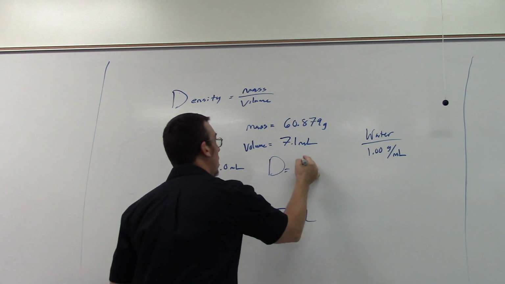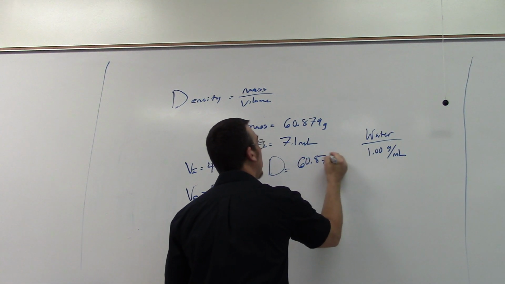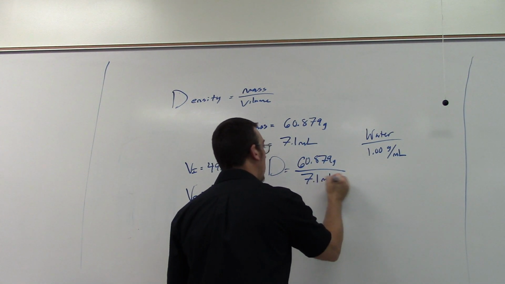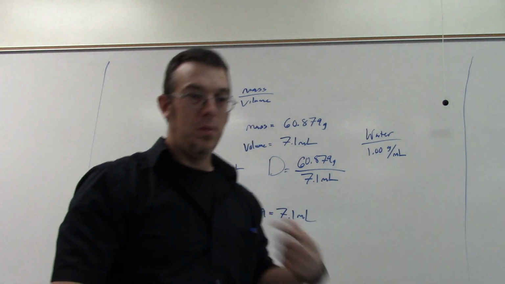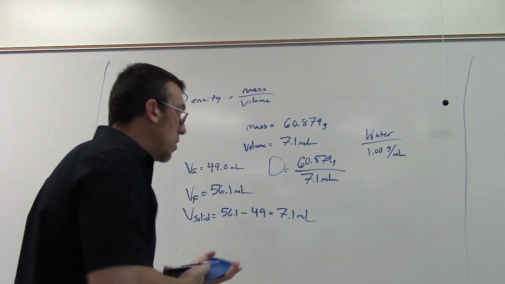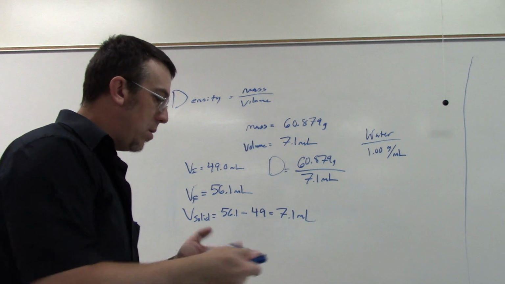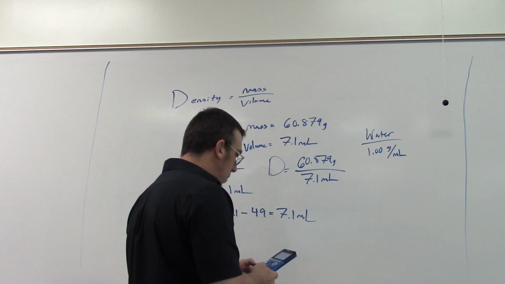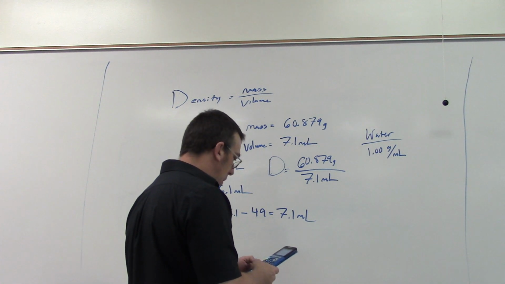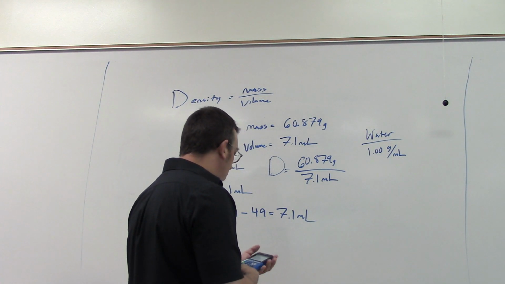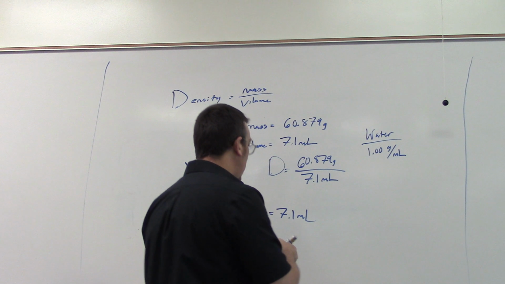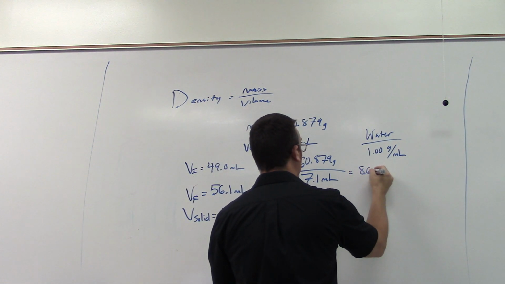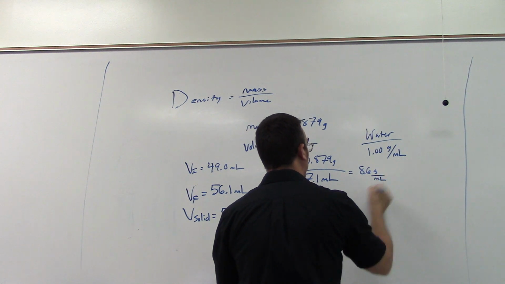Now I want to calculate the density of this metal. So I take the 60.879 grams and divide it by the 7.1 milliliters. Okay, we're just going to type it out exactly the way you see it. This is the way you'll see it on the test as well, and quizzes and everything else. So take 60.879 and divide it by 7.1. And what we end up with is a density equal to 8.6 grams per milliliter. All right.